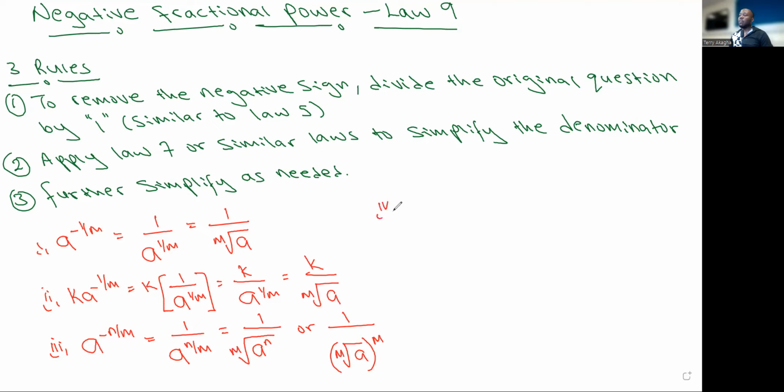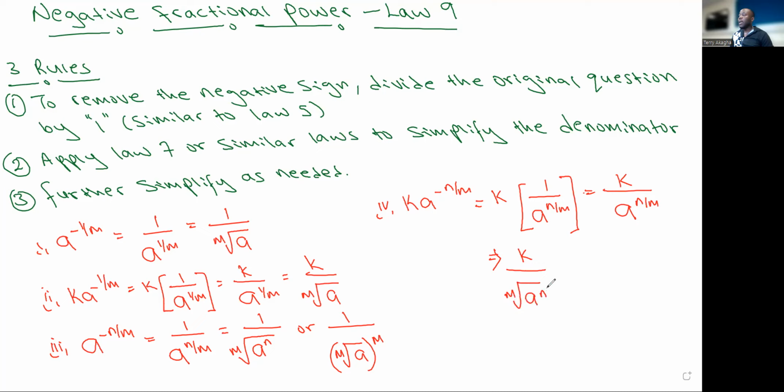Now, if you have a constant, k a to the minus n over m, it's the same thing. It's going to become k over a to the n over m. Now, applying law 7, you can either have k over the mth root of a raised to power n, or you can have k over the mth root of a all raised to the power n. Oh, I made a mistake here. It should be n, not m. It should be n. And those are the laws for that.